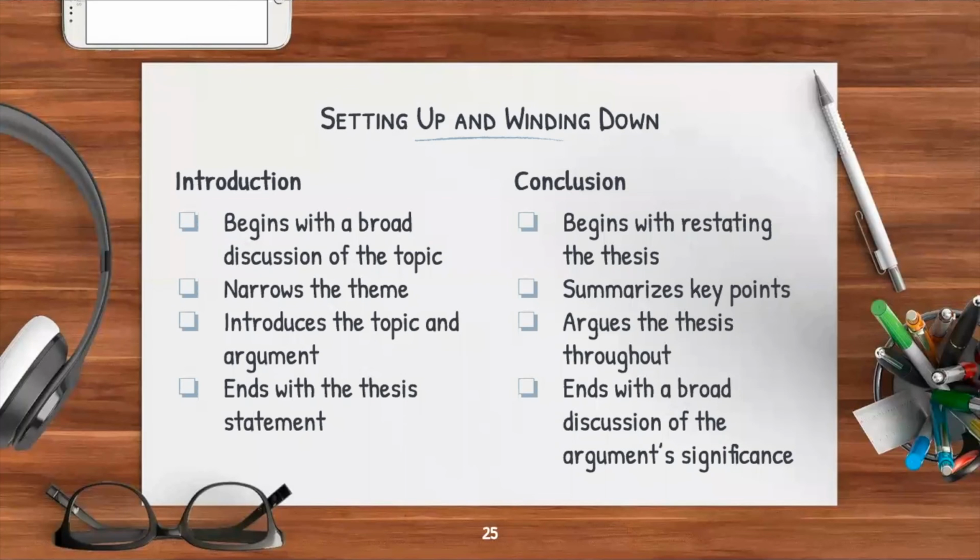Finally, we're going to discuss how to set up and wind down your argument and analysis, which is what the introduction and conclusion are for. The introduction begins with a broad discussion of your topic, background info for your argument, essentially, narrows the theme until you introduce your specific topic and argument, and ends with your thesis statement. The conclusion begins with restating the thesis, summarizes key points of your paper, arguing the thesis throughout the whole time, and ends with a broad discussion of the argument's significance. What does it mean? Why is this important? Why does it matter that we see it this way?